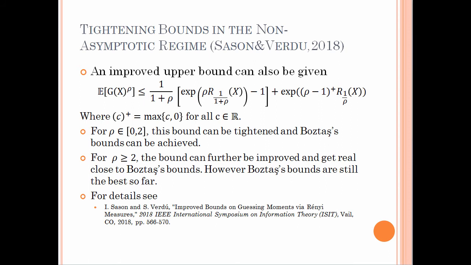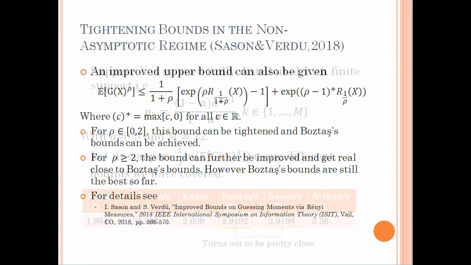As for rho greater than 2, the same line of work improves the bound shown above, and it gets really close to Boztaş for integer values of rho. However, it turns out that Boztaş bounds, though restricted to integer moments, are still the best as of today. And I urge you to take a look at the original paper, which covers the details and the proofs.